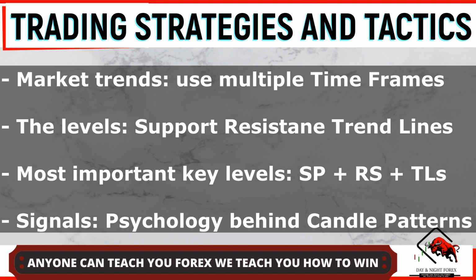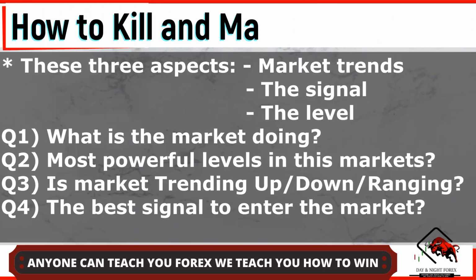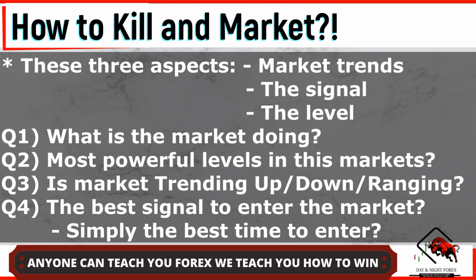So you basically have an understanding of the psychology behind the formations of these candlesticks. There are three main aspects, and they're very important: the market trends, the level, and the signal, which are what we use in our trading approach to make money in any financial market. It doesn't matter what you're trading, whether it's Forex, indices, or cryptocurrencies. As long as you can figure out these three aspects in that market, you'll be able to make money out of that financial market, right?